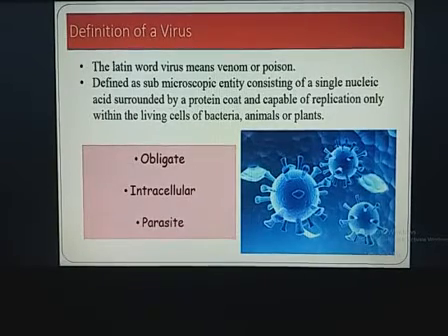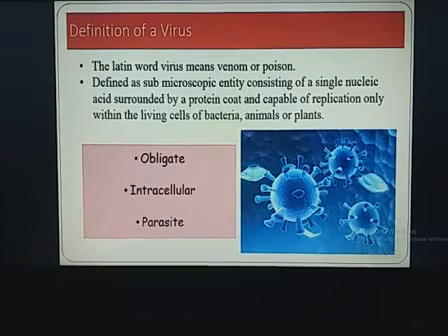Here, submicroscopic entity means the virus is very small and cannot be seen by any compound or light microscope. That is why they are known as ultramicroscopic entities, which can be seen only with the help of an electron microscope. Single nucleic acid means it has only RNA or DNA but not both. That nucleic acid is surrounded by a protein coat, known as the capsid, and it is capable of replication within living cells.